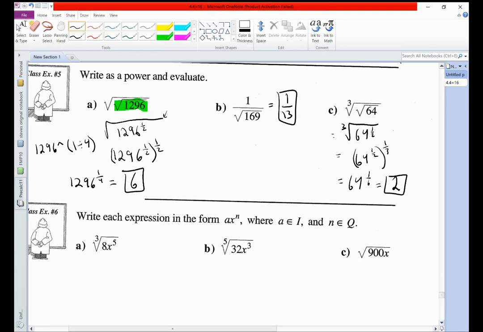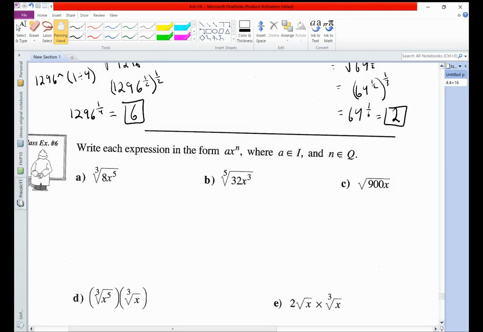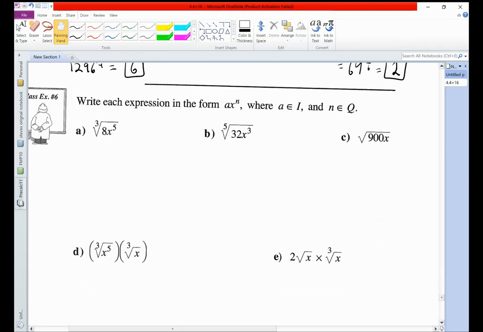Cool. Now we are getting into variables and coefficients and numbers. So don't panic. You can totally do this. We have the cube root of 8x to the power of 5. So you can split this into the cube root of 8 multiplied by the cube root of x to the power of 5. And then we know the cube root of 8 is just 2. And then we can convert the cube root of x to the power of 5 into x to the power of 5 over 3.